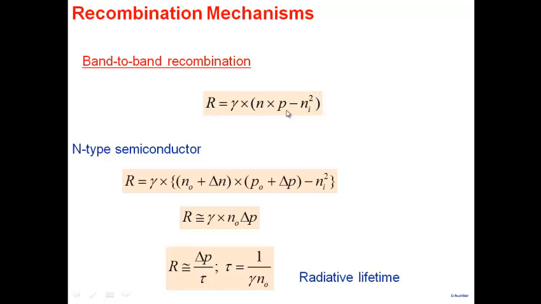And the route for this recombination is direct band to band, from conduction band to valence band here. And this is something that one can get for different materials. These are constants that one can obtain here.